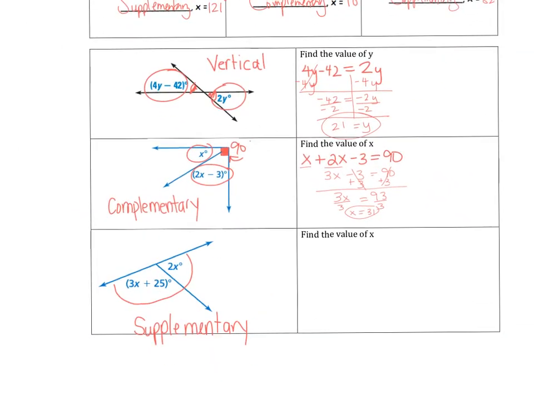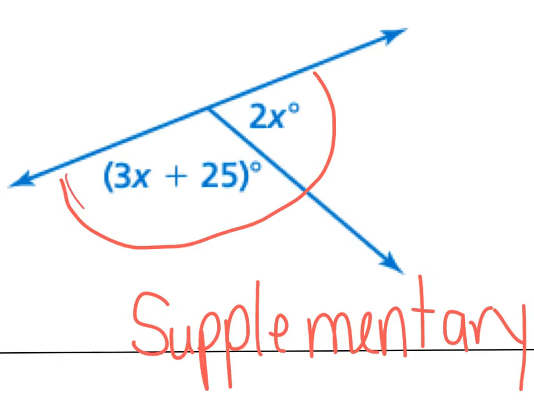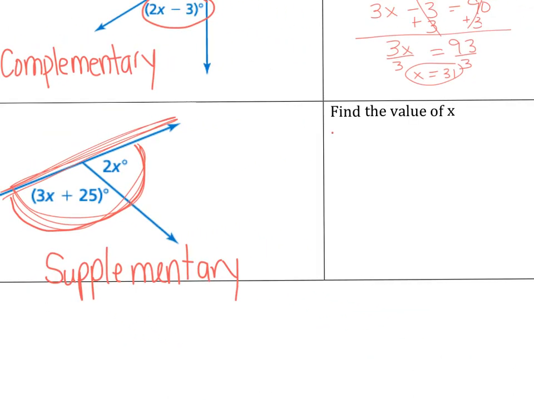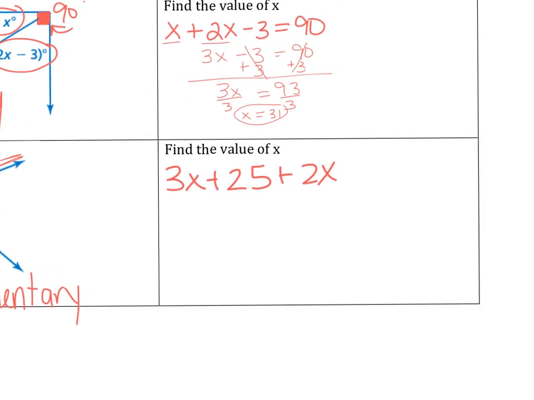Okay, so we're going to do one more. So the first one was vertical. The second one was complementary. So the third one is going to be supplementary. As you can tell, they're next to each other. They're not across. They add up to 180. So we're going to take the two pieces, 3x plus 25, plus the other piece, 2x, and it equals 180.